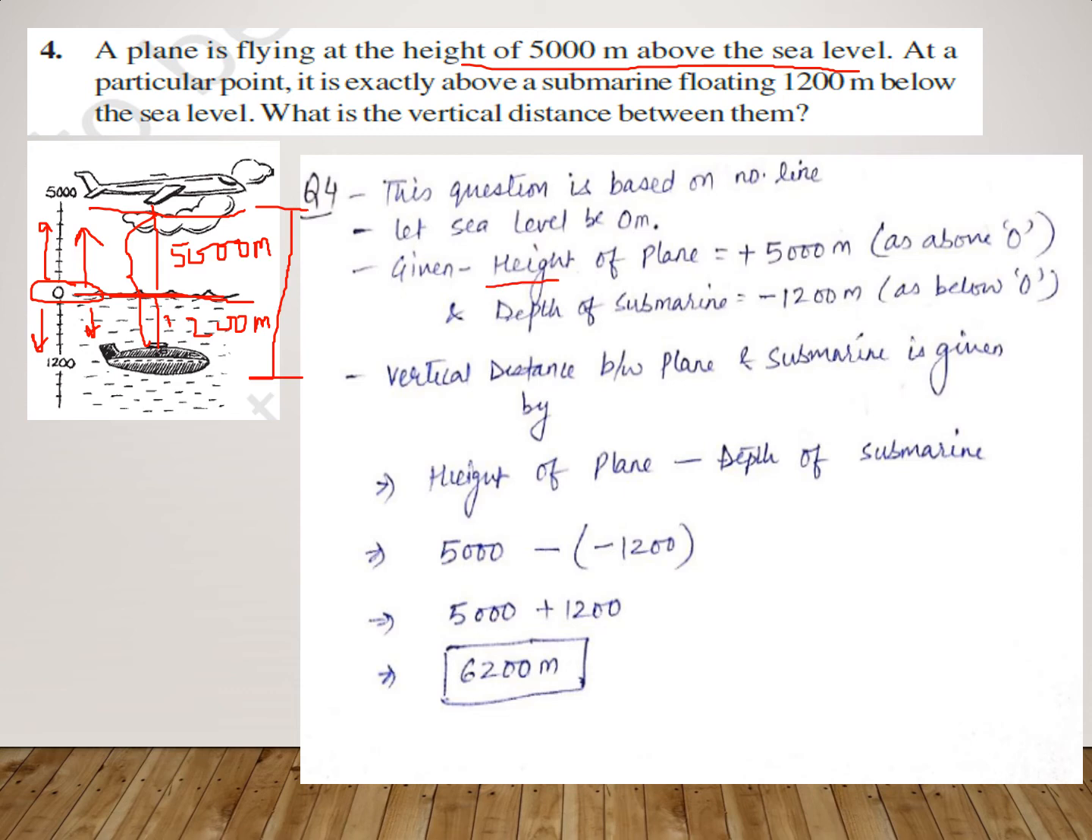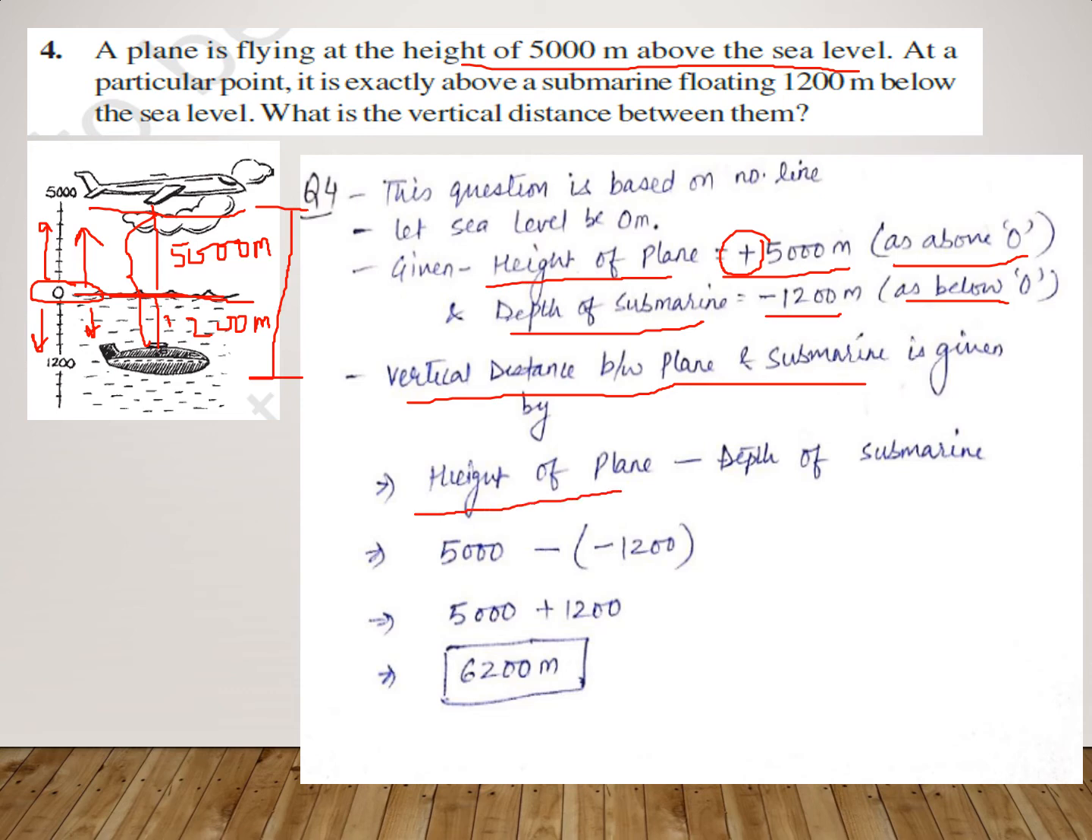Now, what is given to us? Height of plane 5000 meters. We are taking it as positive. Why? Because we have considered anything above 0 will be taken as positive. So 5000 meters in positive as it is above 0. And depth of submarine is minus 1200 meters as it is below 0. Now, the vertical distance will be given by how much? Height of plane minus depth of submarine, because the plane is in positive direction and the submarine is in negative direction.